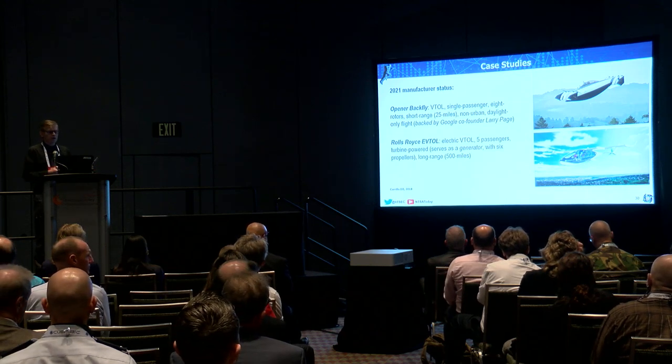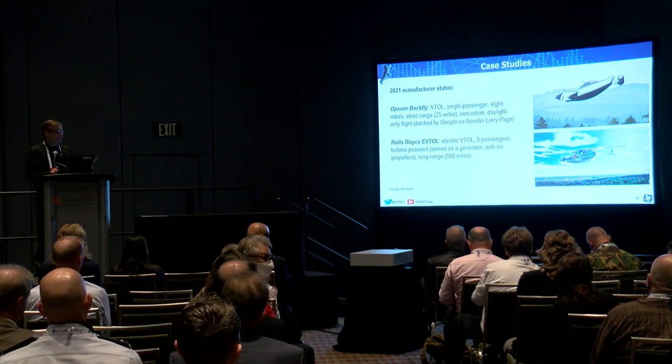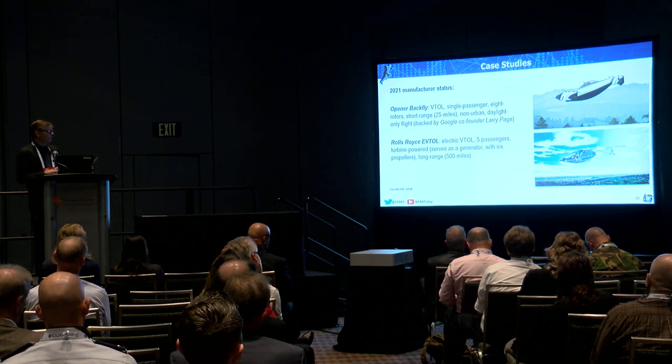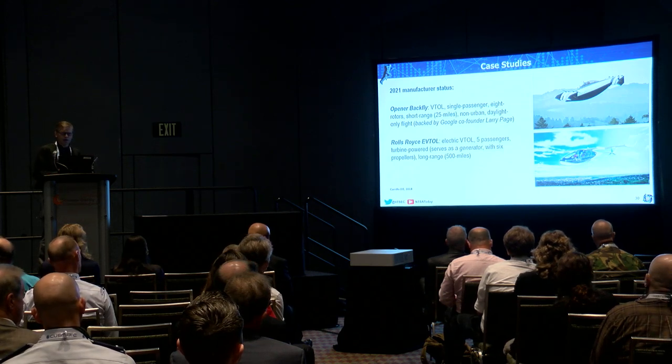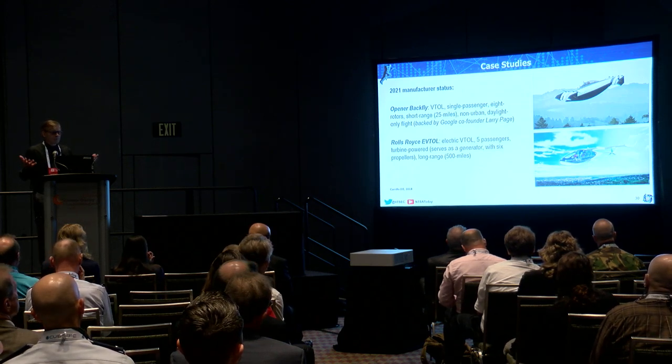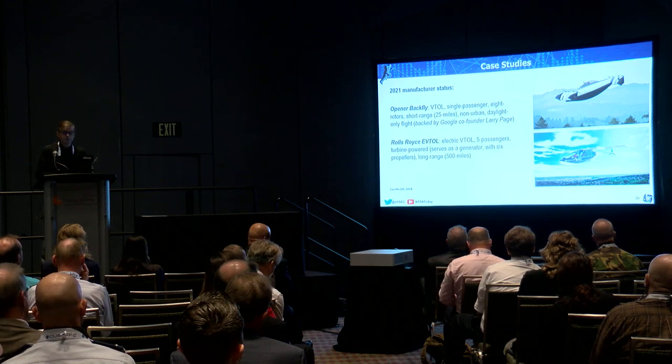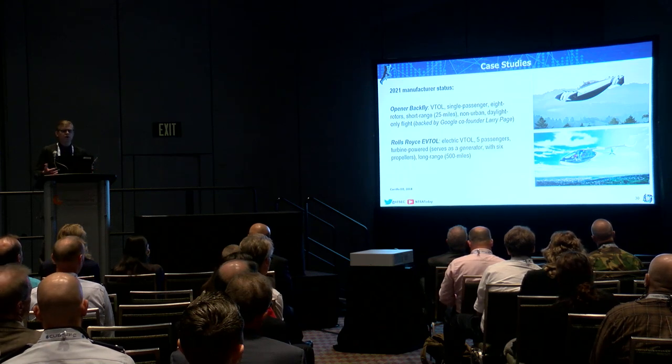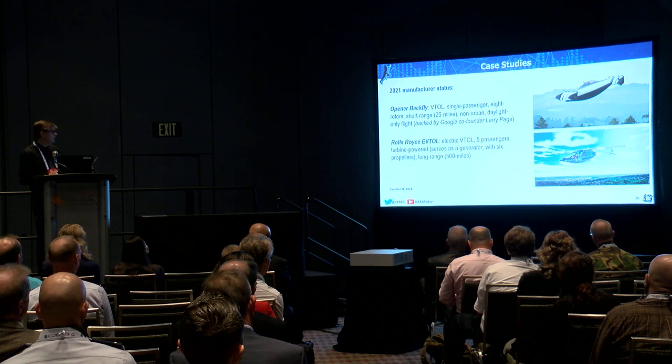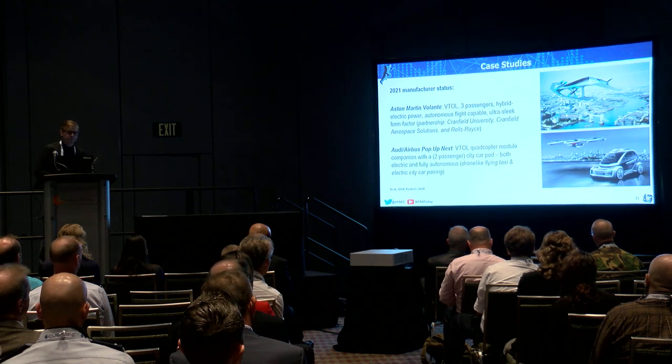Electric vertical takeoff and landing, this one enables five passengers. Looks a little bit more like a modern day helicopter, we can all see there. Turbine powered, which serves as a generator with six propellers. And this one, as you can see, is geared for much longer range. So looking at about 500 miles here.